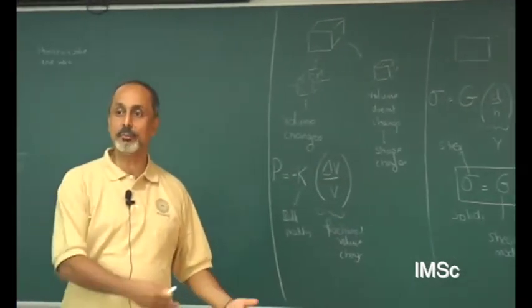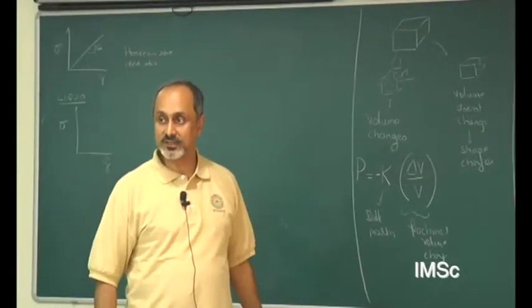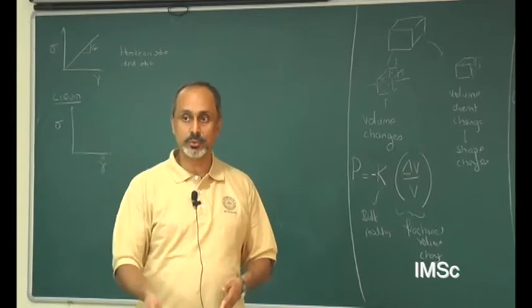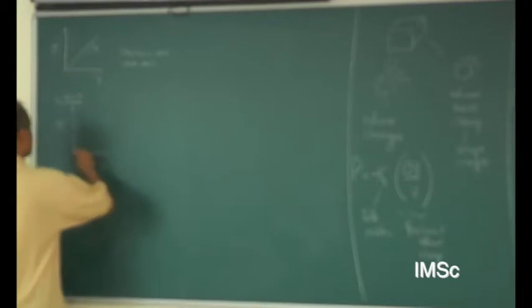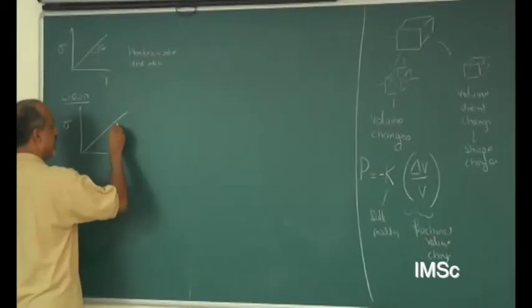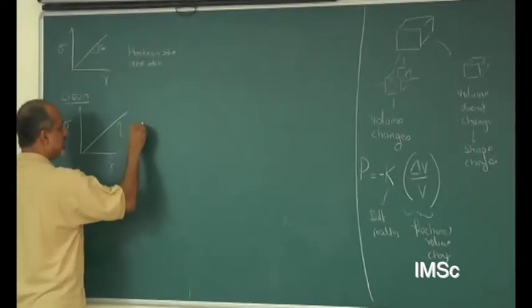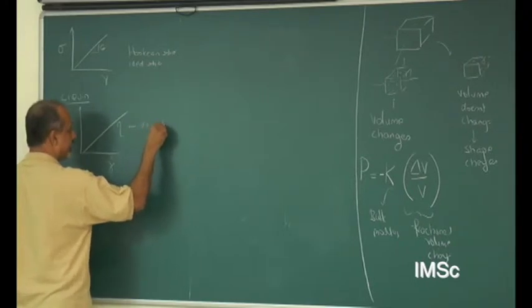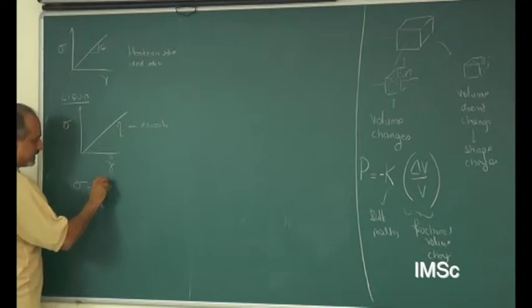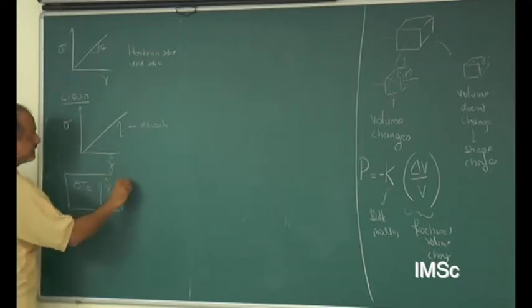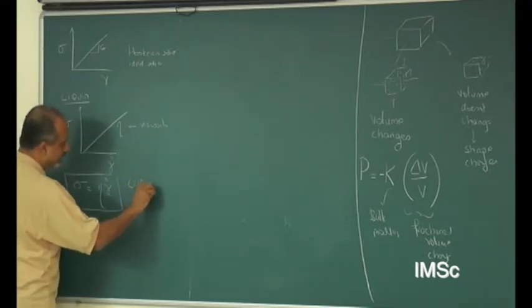It doesn't remember where it came from, what its earlier state was. Anything that you do to it, it is perfectly happy to go along with, along with any change of shape that you actually maintain. So sigma versus gamma dot is again linear, and the slope is a quantity called the viscosity. So sigma is eta times gamma dot, and this is true for a liquid.